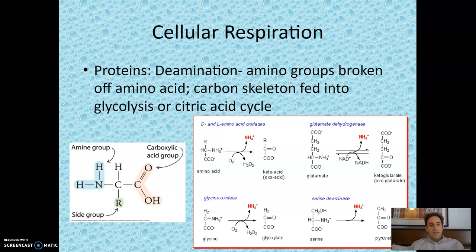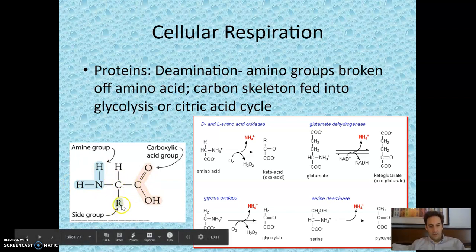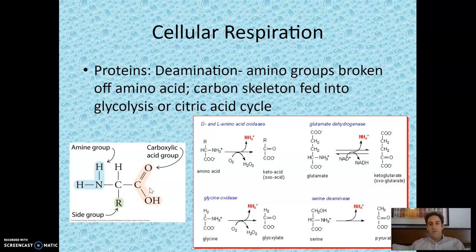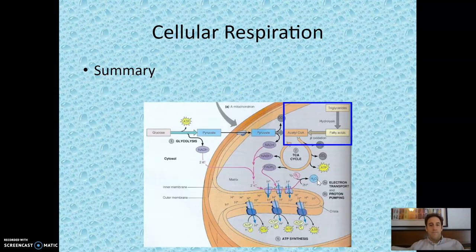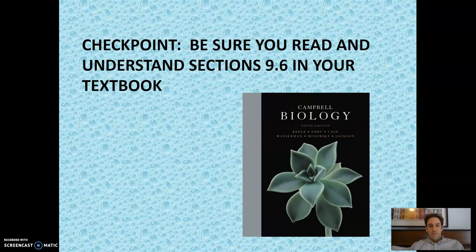Generally your body doesn't tend to use proteins for energy. It tries to use sugars and fats, but if it does start to break down proteins, it's going to break those amino groups off. And then this carbon skeleton, which varies in length depending on what that R group is, will feed into glycolysis or the citric acid cycle at some point. Again, it's different for every single amino acid, so that gets quite complicated. The gist is these are broken down into intermediates in these processes and can also be used for energy.